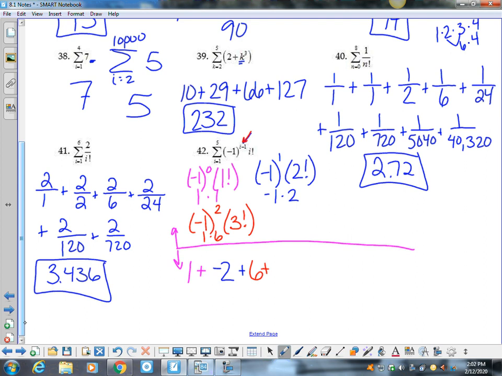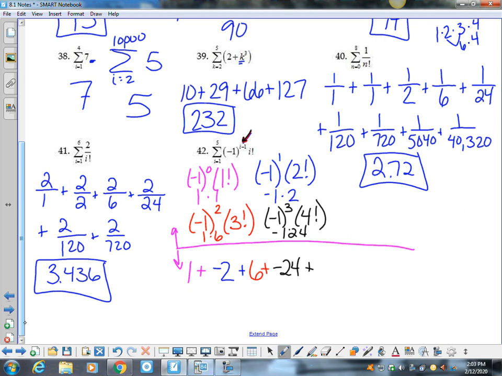Okay, let's see, that was a 1, 2, 3. Now I'm going to plug in a 4. Negative 1 to the 4 minus 1 is 3. 4 factorial. Negative 1 cubed is a negative 1. And 4 factorial is 24. So negative 24.